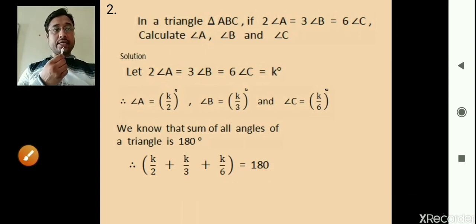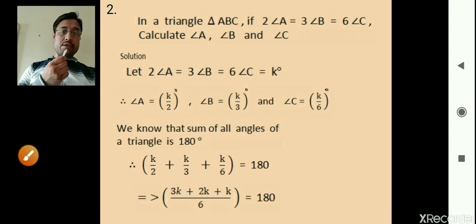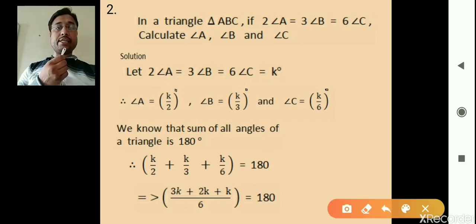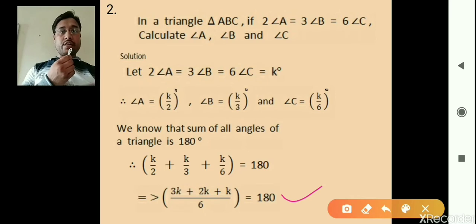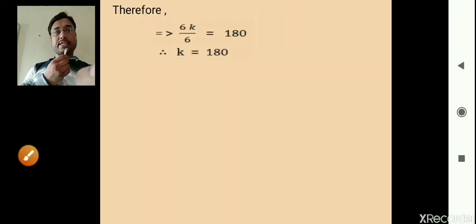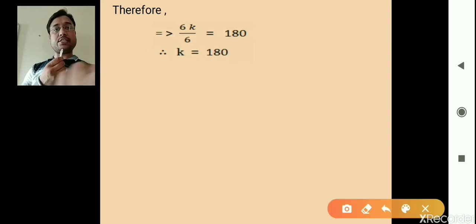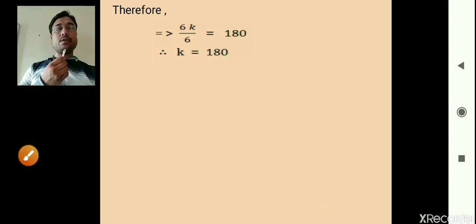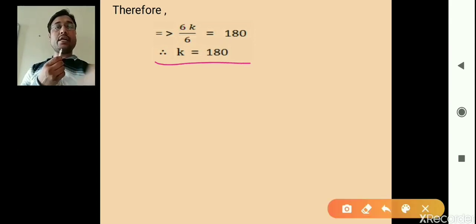Then we will solve this equation. It will come (3k plus 2k plus k) by 6, because 6 is the LCM here, equals 180. Add the numerators, 3k plus 2k plus k, that is 6k by 6. So I have got 6k by 6 equals 180. Now this 6 and 6 you can cut, so it will come k only. That means k equals 180. That is, k is 180 degrees, you can say. Then now you will put the value at the last. Now here you see now.